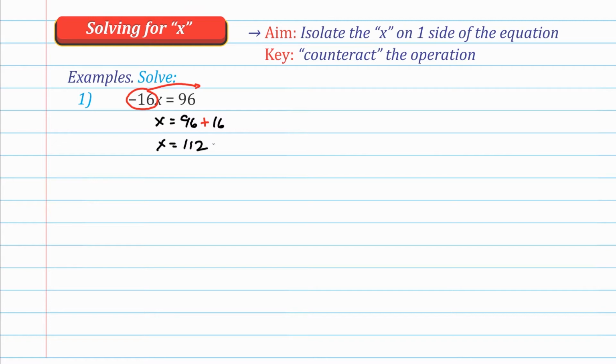If you check this, unfortunately, it is a wrong answer. Now, what happened? Why is this a wrong answer? Take note, our aim or the key here is to counteract the operation. What did we do here? We know that transposition is the shortcut of the addition and subtraction properties. The question is, does plus or minus connect negative 16 and x?